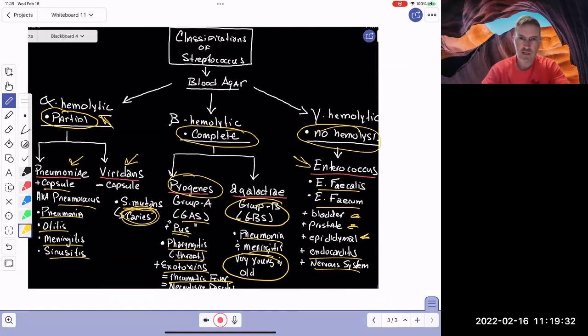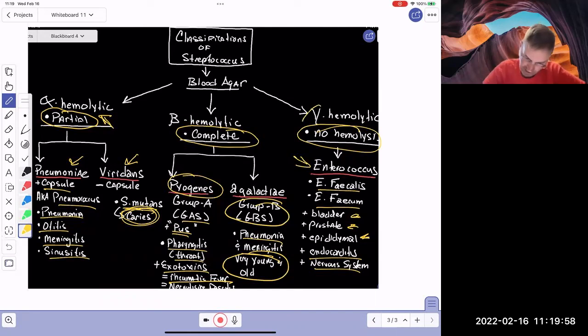So any questions there over hemolysis patterns in strep? Anybody have any questions there? Not sure if I'm missing any messages here.